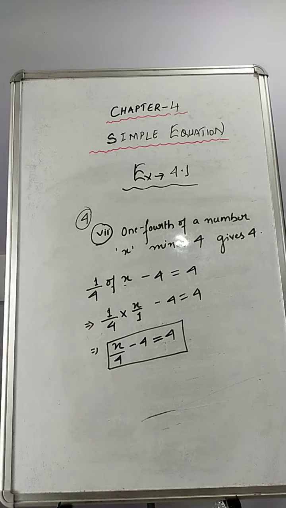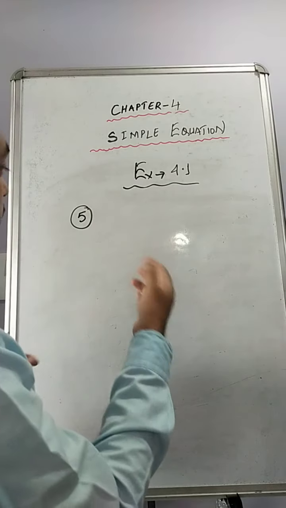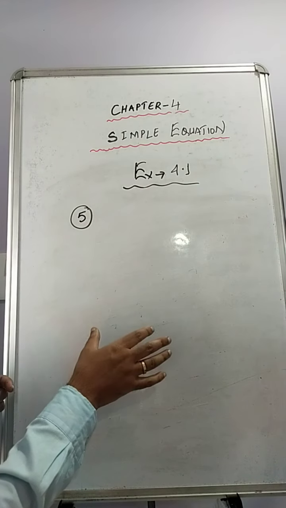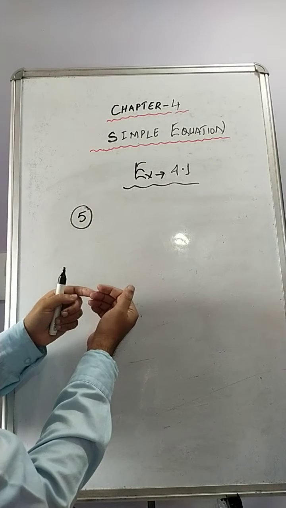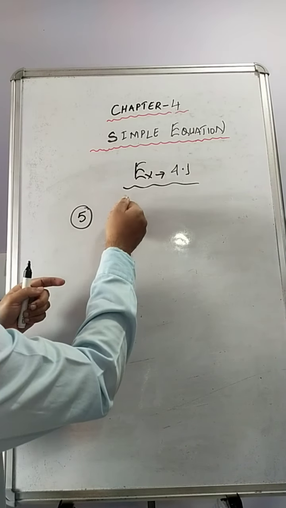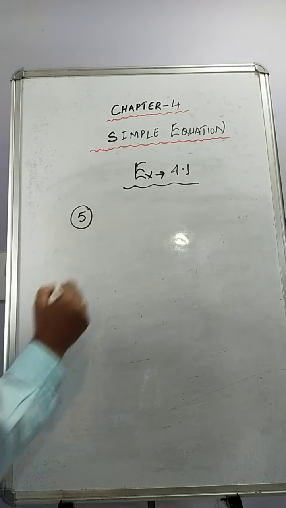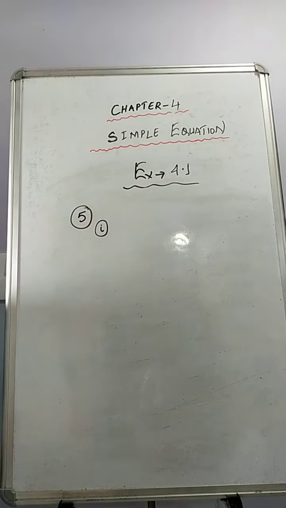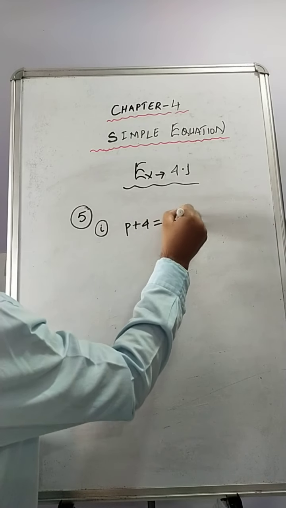Okay. So now let's move on to sum number 5, students. In question number 5, you just have to do the opposite thing. Now this time the equation format would be given, and you have to change it to the statement format. So let me write the first sum of question number 5. It is given p plus 4 equals 15.